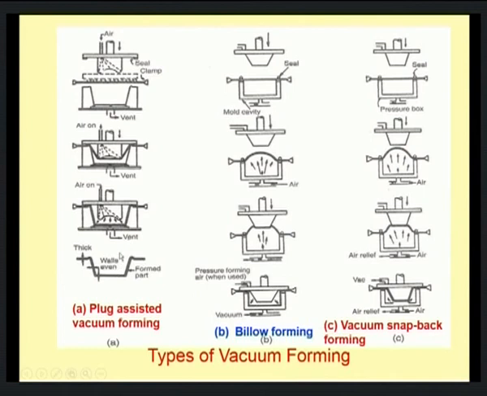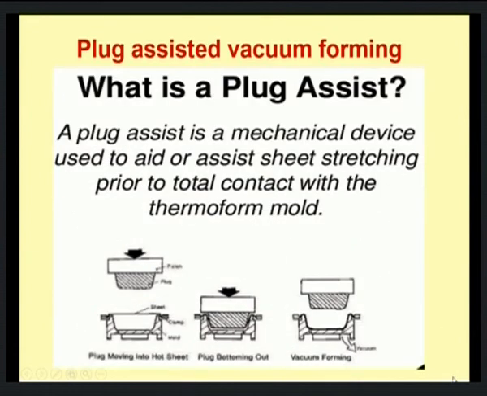Another type is vacuum snapback forming. In this method, a vacuum is applied in a systematic way, one time at the top and the other time at the bottom. That is why it is called snapback forming, vacuum snapback forming. These are the detailed schemes for plug assisted vacuum forming, billow forming and vacuum snapback forming. We will see them one by one in detail.